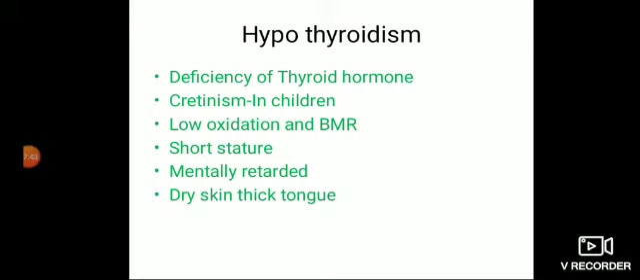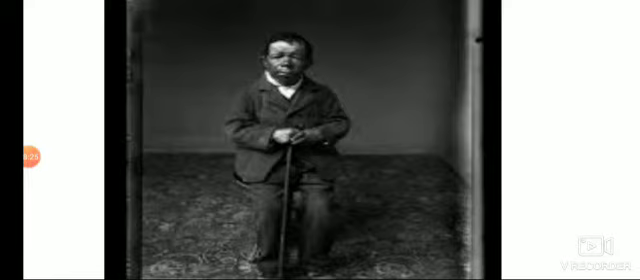Cretinism occurs in children: low oxidation and BMR, basal metabolic rate, stunted growth or short stature. They are mentally retarded, they have dry skin, and soft tissues like the tongue become thick. I shall explain again. What is cretinism? Low BMR, stunted growth, mentally retarded condition and a thick tongue. See here in the picture, cretinism is there. This condition has occurred due to cretinism or hypothyroidism.